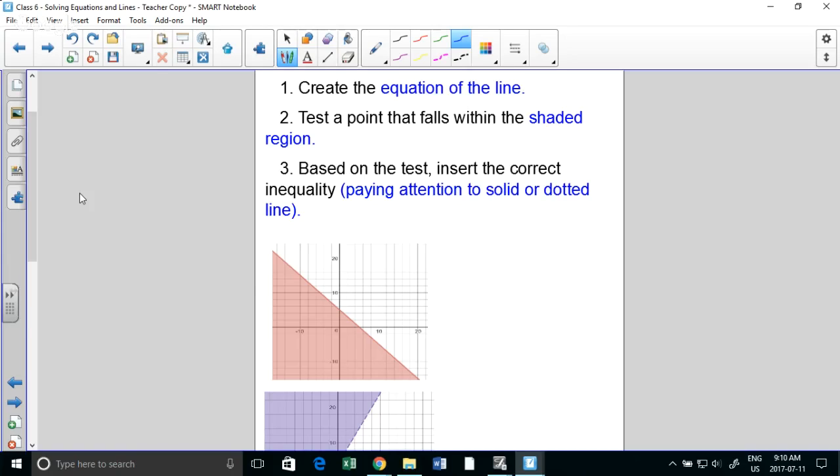So when you're given the picture, in order to create the inequality, what you're going to do is create the equation of the line. You're going to test a point that falls within the shaded region. You're then going to insert the proper inequality, paying attention to solid or dotted line. So that's it. Rule, test point, insert inequality.